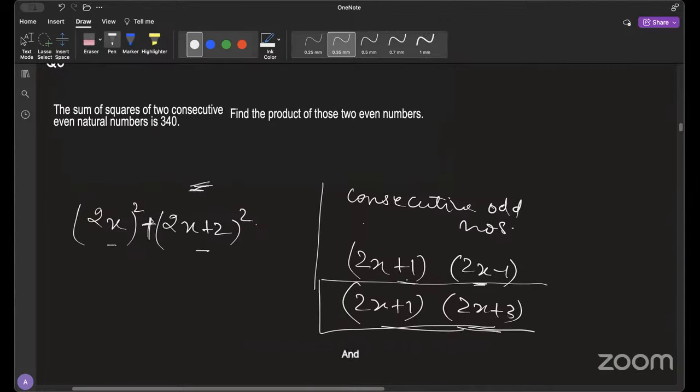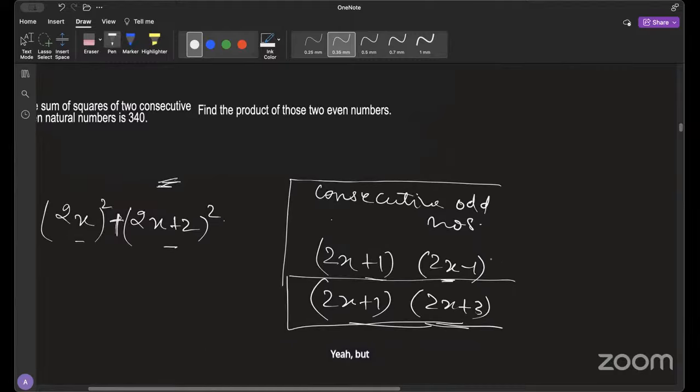And ma'am, prime number? So, ma'am, it can be both 2x plus 1, 2x minus 1, or 2x plus 1, 2x plus 3? Yeah. But while solving, this thing is easier. If you've been given the product of these two or the square sum, this actually is easier because there is a symmetry in these two functions. That's why it's better to take this one.